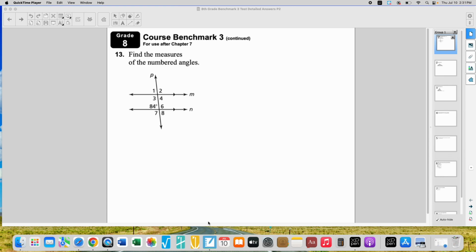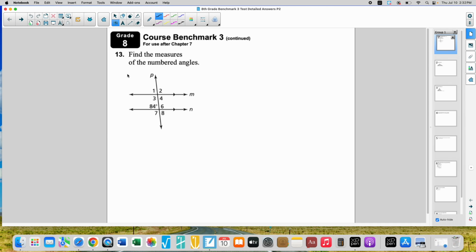Course benchmark 3. Much like 2, now we are introduced to angles. So we see this, we're familiar with this. We've seen this type of question before. We're going to deal with corresponding angles, vertical angles, alternate interior angles, and supplementary angles.